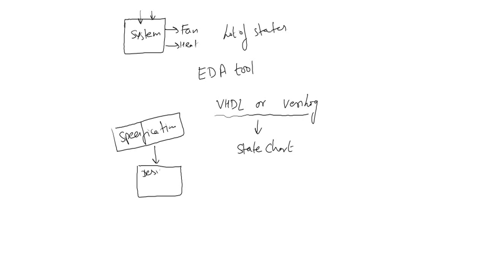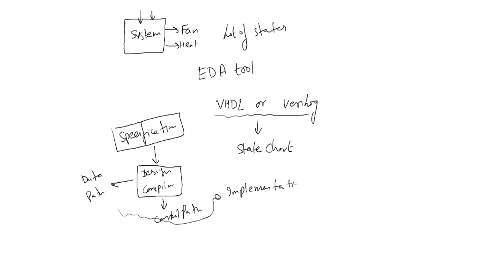So I have given some specification. EDA tools have design compilers, so they will compile the specification itself and provide you the data path and control path. Now you can optimize, and after optimization you can go for implementation of that system. So these are the basic examples. I hope that you have understood how embedded systems are designed.